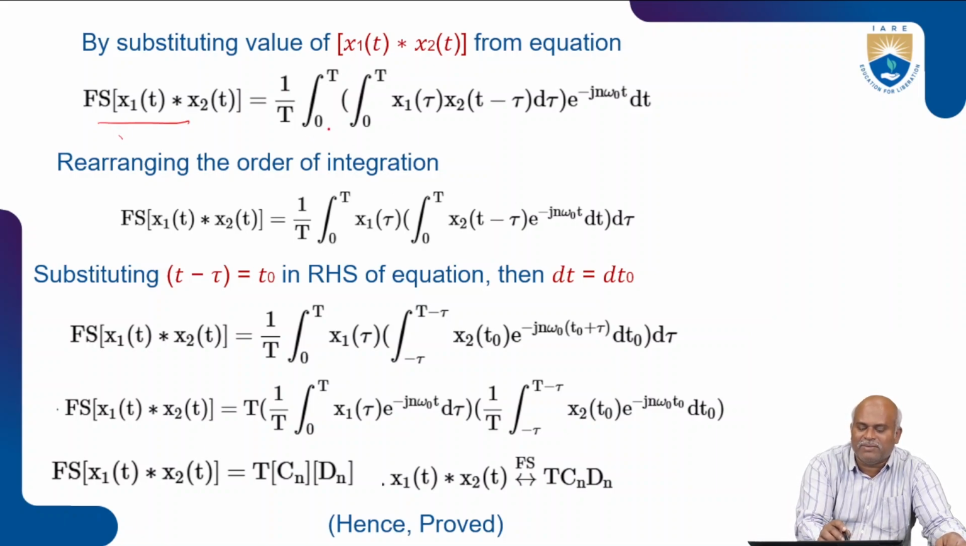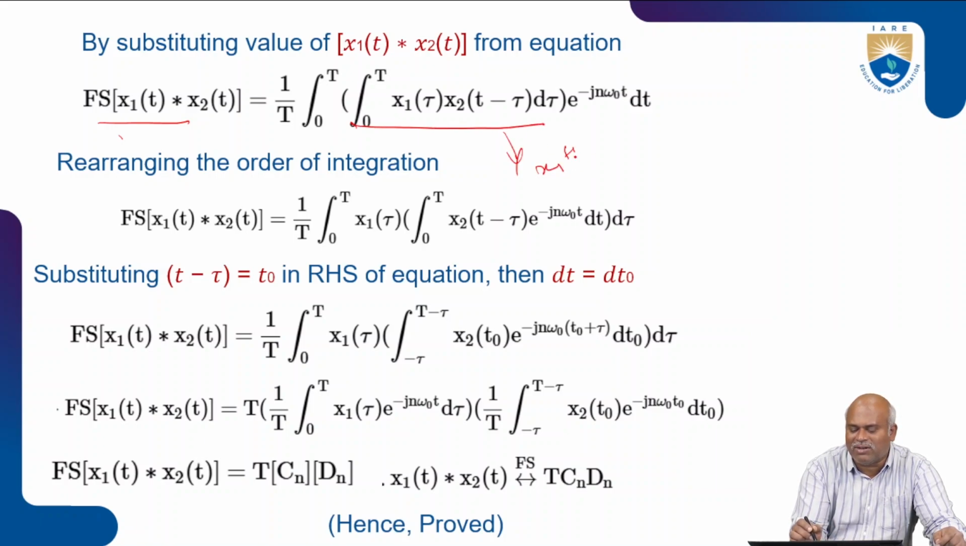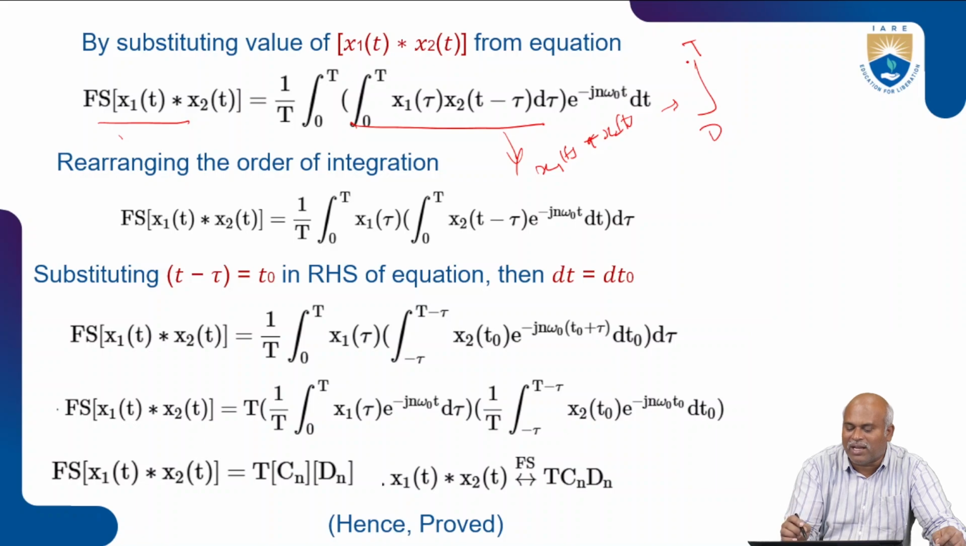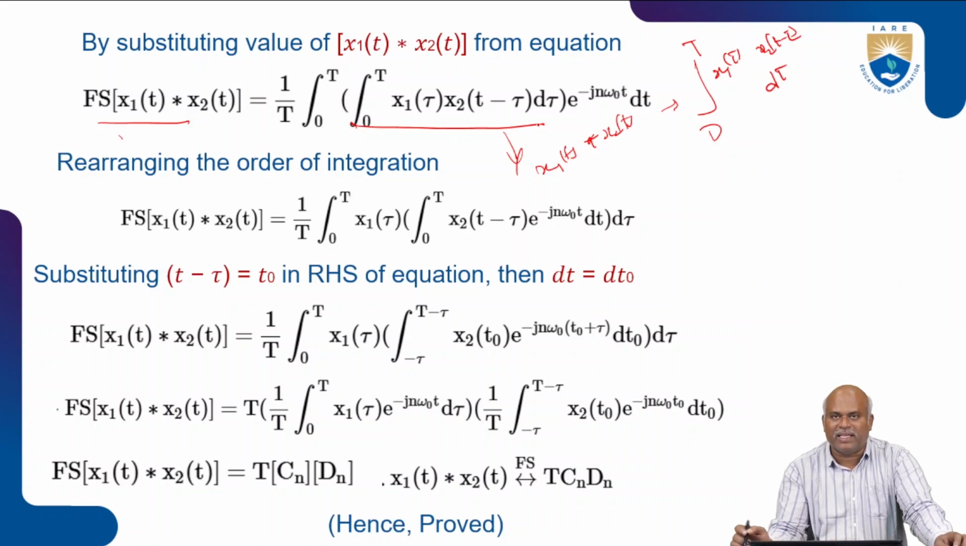So 1 by T integration of 0 to T, x1 of tau x2 of t minus tau d tau, e power j n omega 0 t. So in this place only we are going to substitute. That means x1 of t convolution x2 of t is equal to the integration of 0 to T, if we convolve, x1 of tau x2 of t minus tau d tau. So that equation we write here.